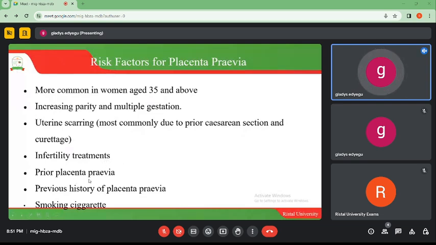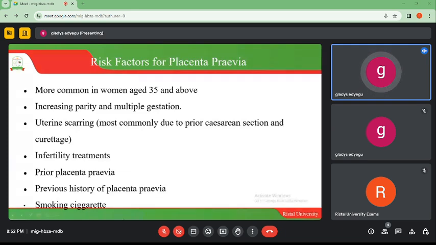Then prior placenta previa. I mentioned in the previous slides that the recurrence of placenta previa is about 5%. So these mothers can easily get placenta previa again. The prior placenta previa history can also predispose this mother to another placenta previa.